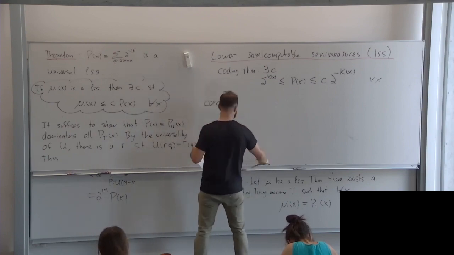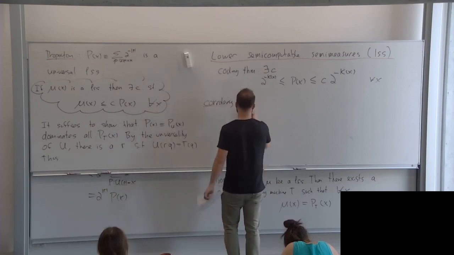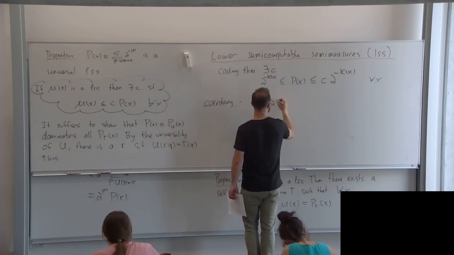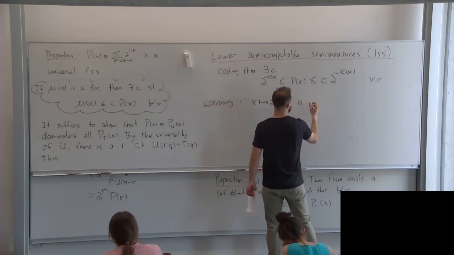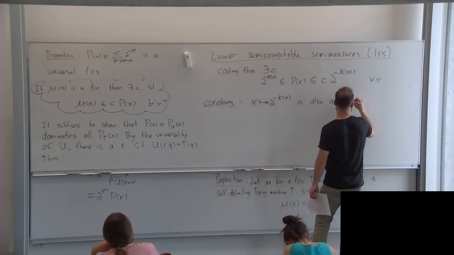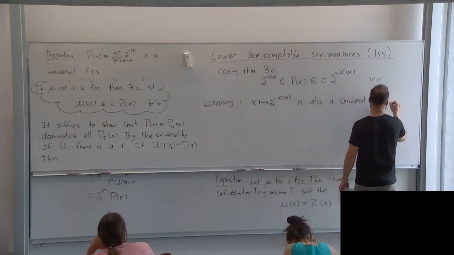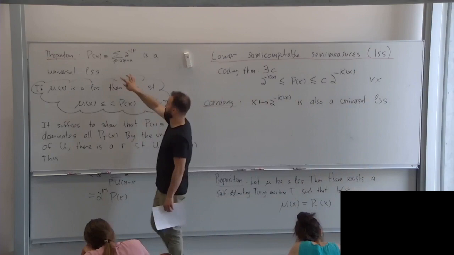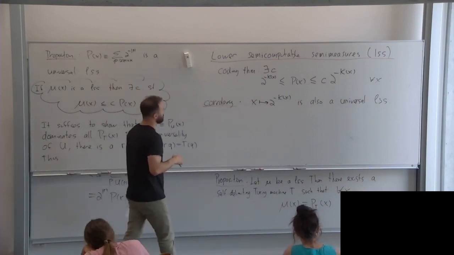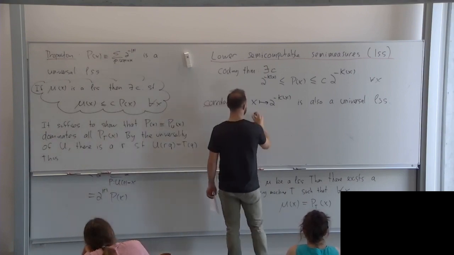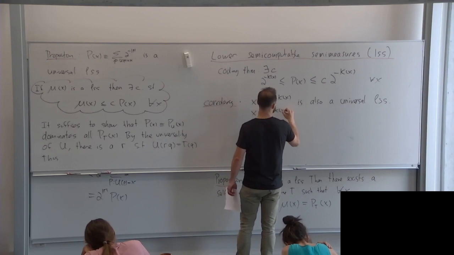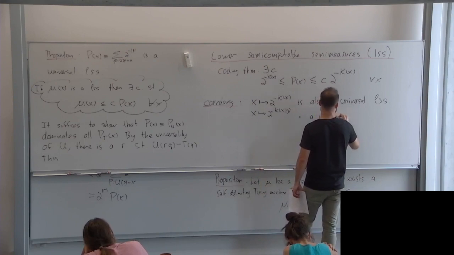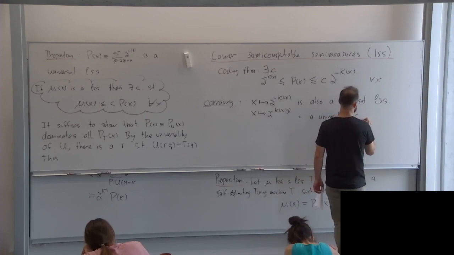So the corollary of the coding theorem is probably more important than the coding theorem itself. X maps to 2 to the minus K of x is also a universal LSS. It's a corollary of the coding theorem and of that proposition. Or if we want it in the conditional case, which might be useful, x maps to 2 to the minus K of x given y is a universal lower semi-computable semi-measure given y.